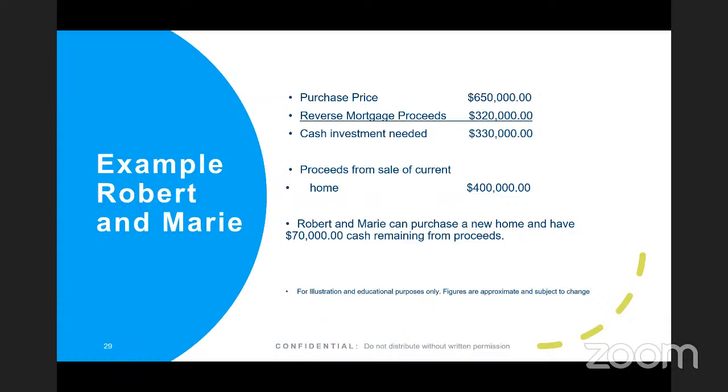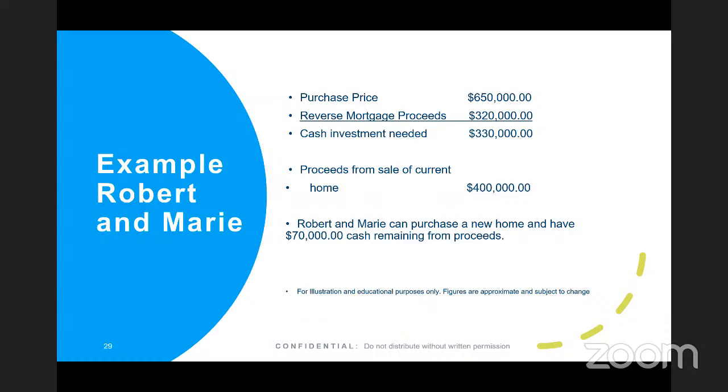Now, if they were going to go the traditional route, they would purchase the home for $650,000, put down $400,000, and still have to take out a regular or traditional mortgage for $250,000 and incur a mortgage payment as they're going into their retirement years, right? We said they're both retired.